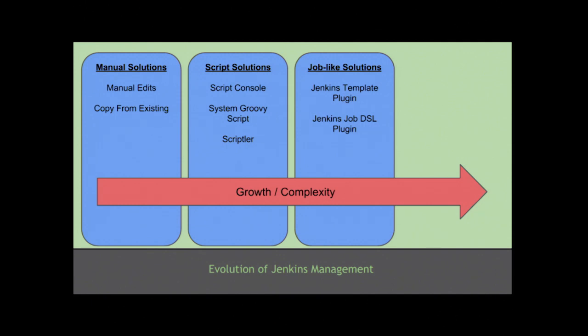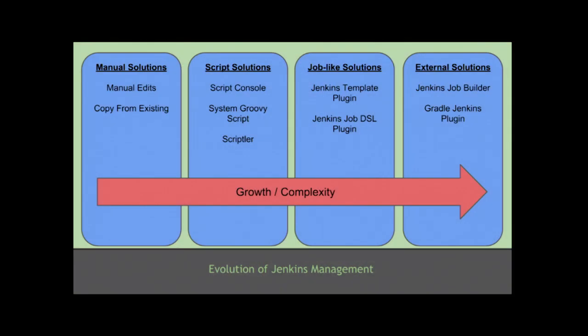Depending on your environment, you may only have one Jenkins farm, if you will. So you've got one master, a bunch of slaves. In other environments, you may have multiple masters and slaves, all around, depending on what your architecture is.